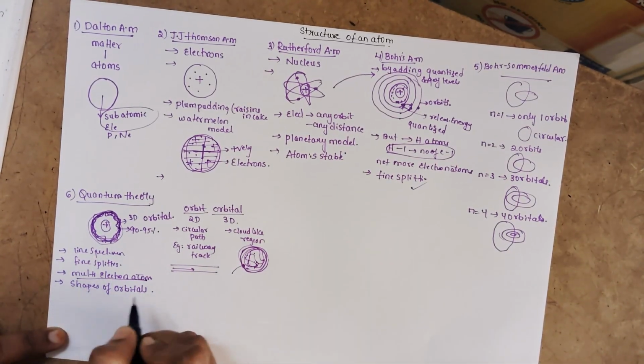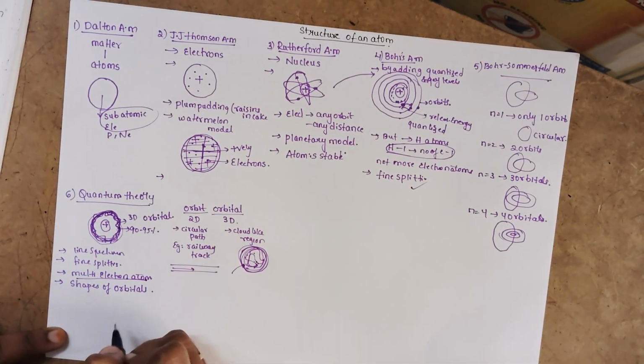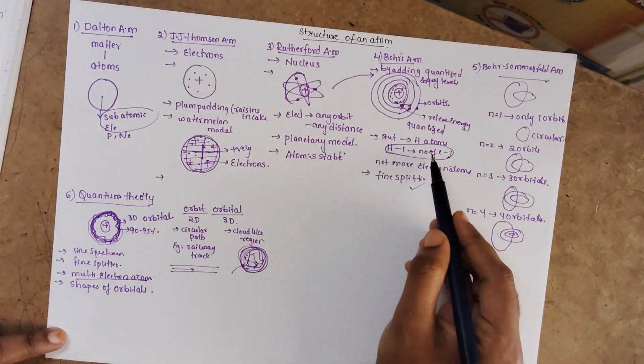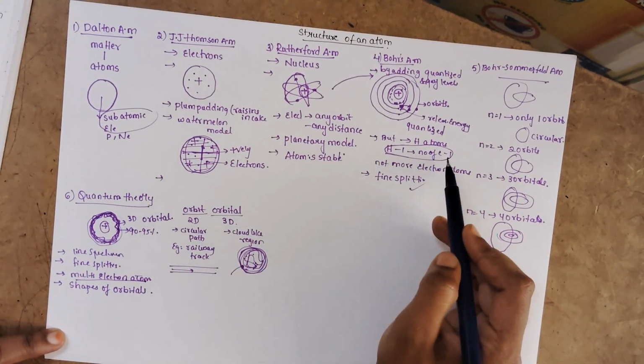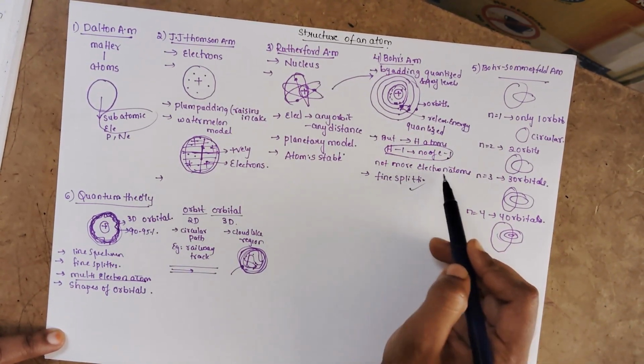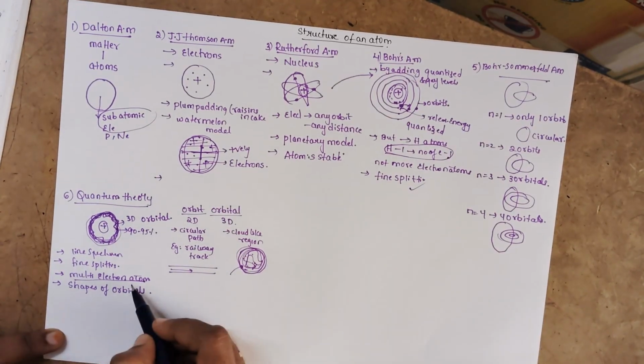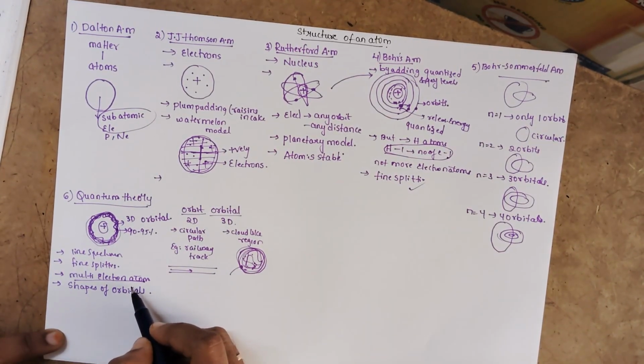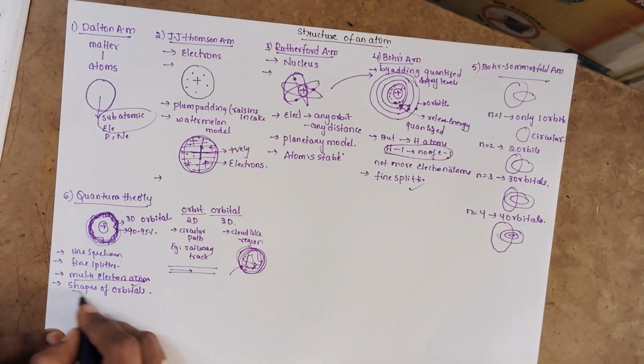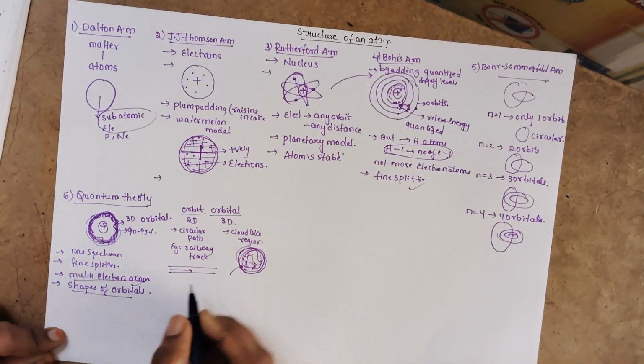And it is not applicable to multi-electron atoms. Means it is only applicable for hydrogen, which has one electron. It is not applicable for atoms with more electrons. Here, any type of electron we take, it is applicable. It also tells the shape of the orbital.